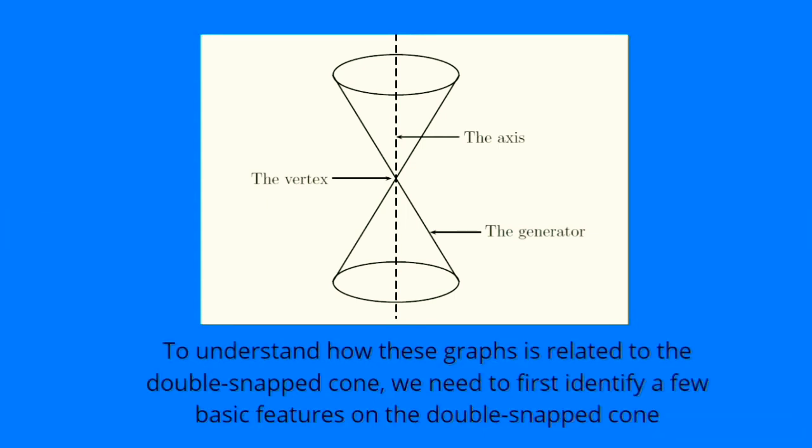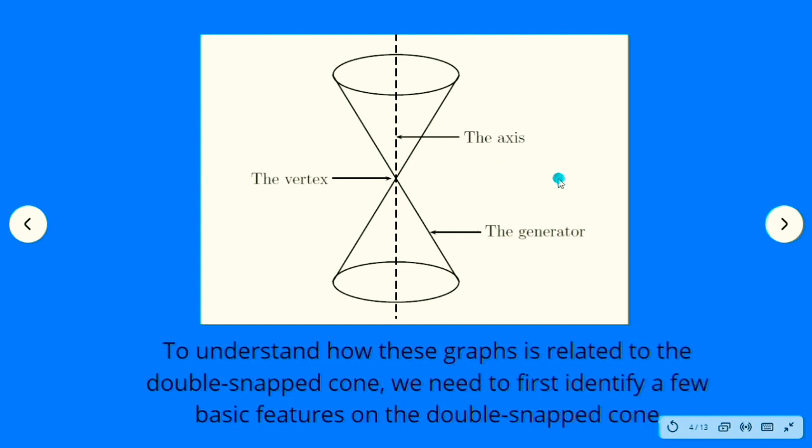So, basically, conics is the study of the curves of ellipse, parabola, and hyperbola. In order to understand how these curves are related to the double-napped cone, we need to first identify a few basic features on the double-napped cone. Looking at the picture, there are three main components: axis, vertex, and the generator.